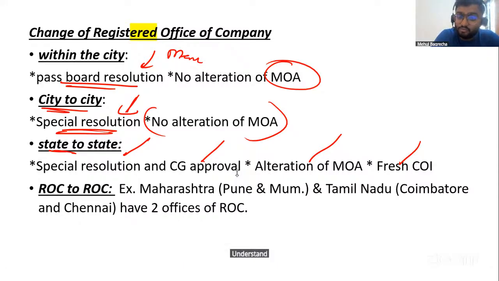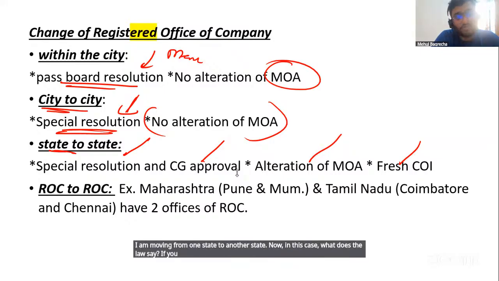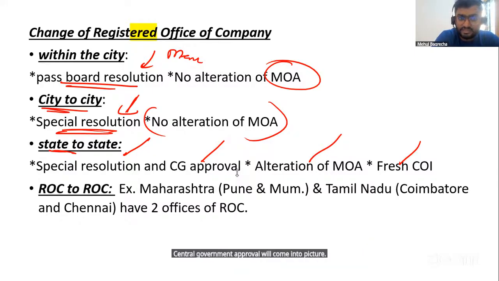Understanding? If I'm moving from Karnataka to, let's suppose Maharashtra, I am moving from one state to another state. Now, in this case, what does the law say? If you're moving from one state to another state, pass a special resolution. Central government approval will come into picture. Your MOA has to be altered. But very, very critical, you will also get a fresh certificate of incorporation.